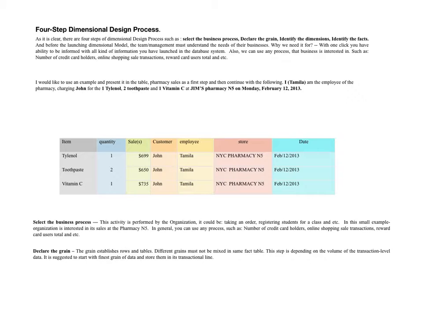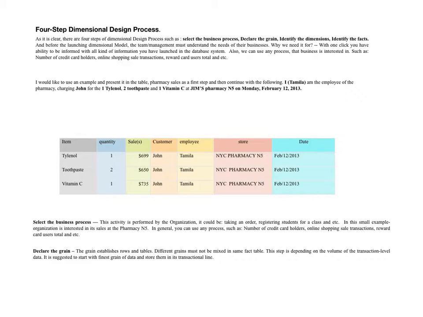As it is clear, there are 4 steps of dimensional design process, such as select the business process, declare the grain, identify the dimensions, identify the facts. And before launching a dimensional model, the team management must understand the needs of their businesses. Why do we need it?